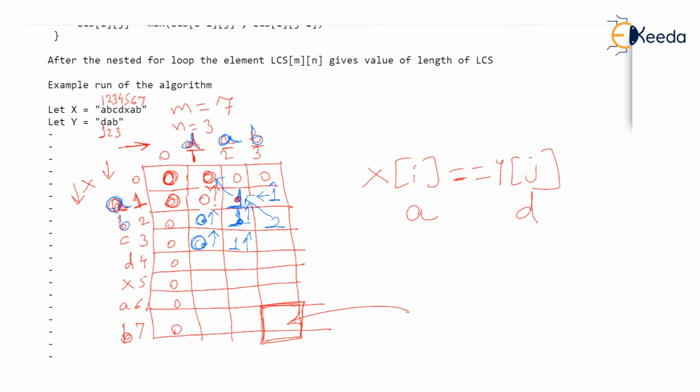B doesn't match C here. So the maximum from up and left is taken. That is 2. Let's fill this element. D matches D. So we will take the element from the diagonal and add 1 to it. That's it. Next, D doesn't match A. So we will take the maximum from above or left, but both are equal. So we will take the element from above. Now D doesn't match B here. So the maximum is taken from up or left, but up is the maximum.